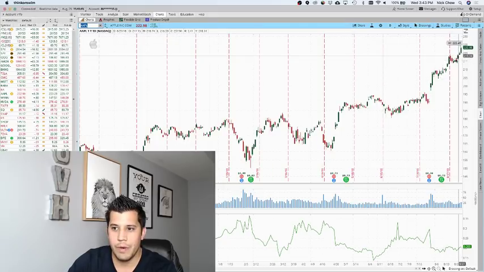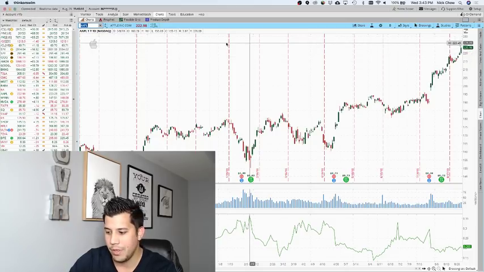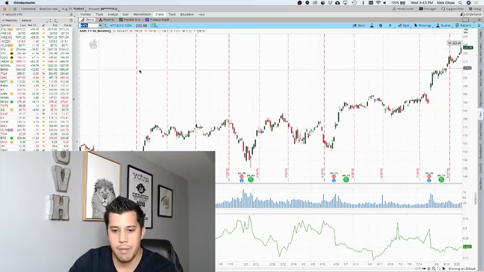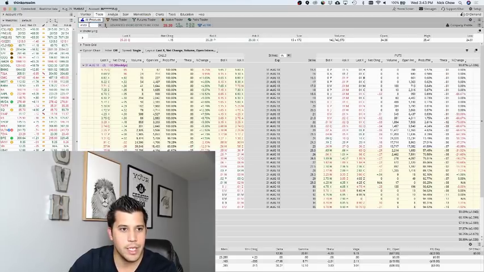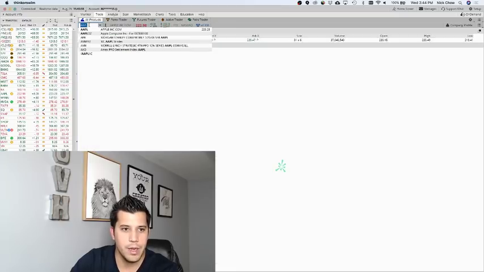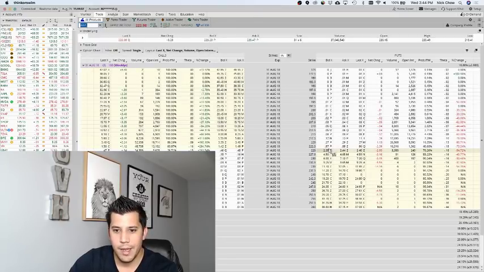222.50. We've had, let's see here, 1, 2, 3, 4, 5, 6 green days in a row in Apple. It's hard for me to trade that. I've been doing strangles now on that, but let me look at this. Is that Apple call expiring this week? 222.50.